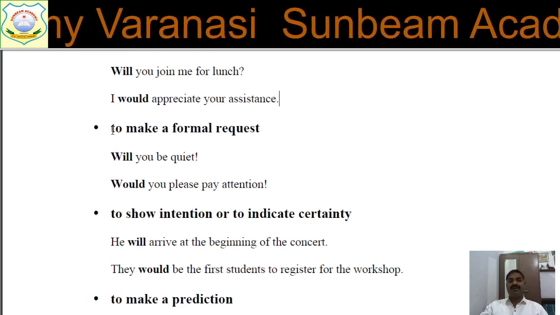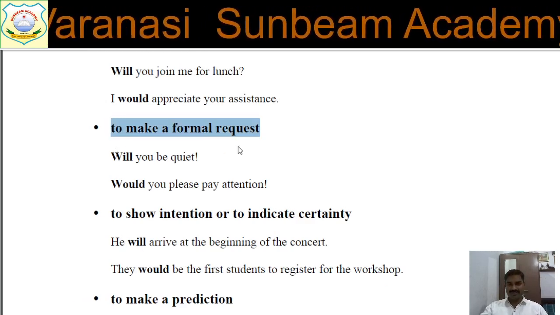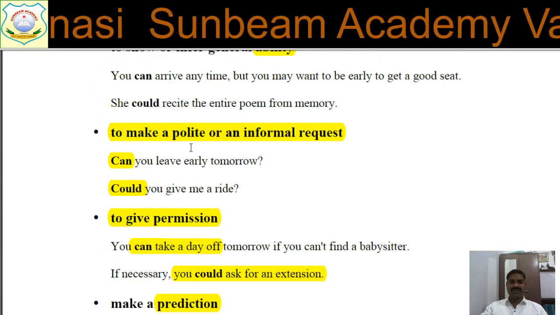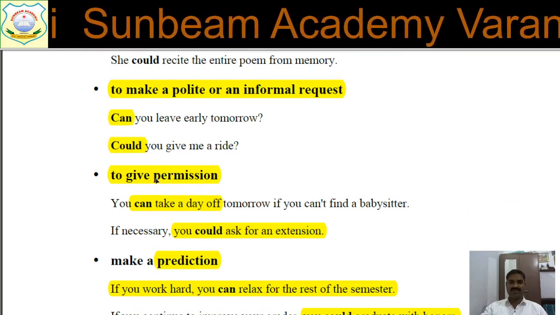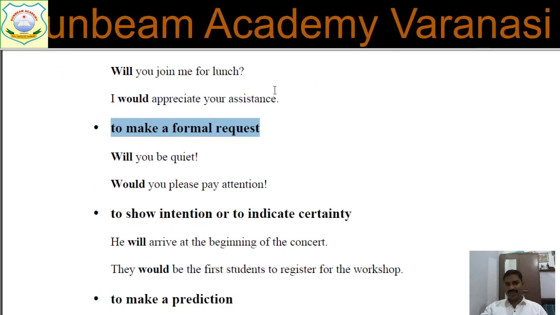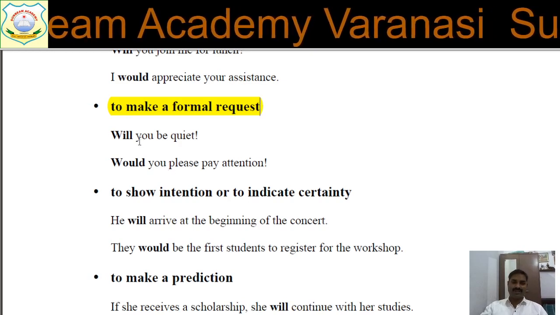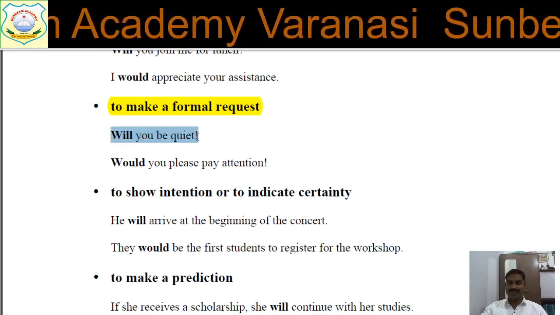Next is, will or would can also be used to make a formal request. When you want to make a formal request, in can or could there was nothing like formal request. There was ability, there was informal, there was permission, prediction, but here will or would can be used for making a formal request. So what are the examples here? First is, will you be quiet officially?